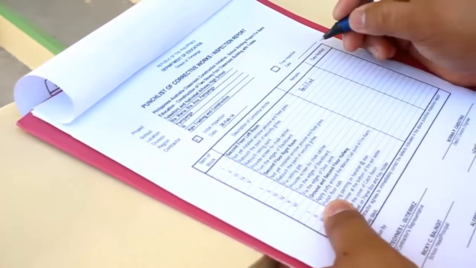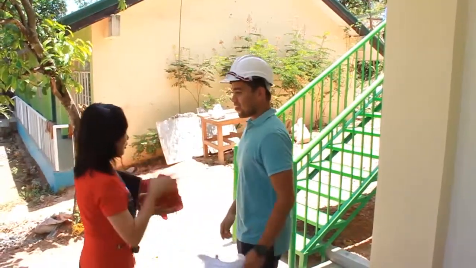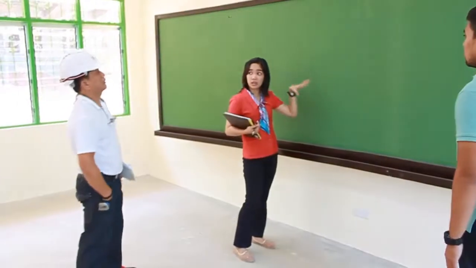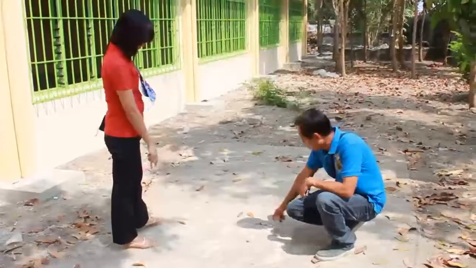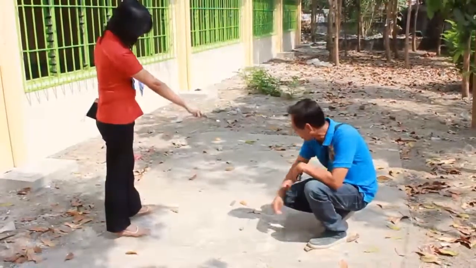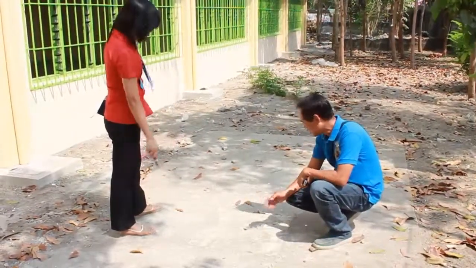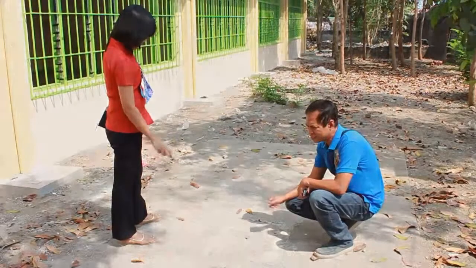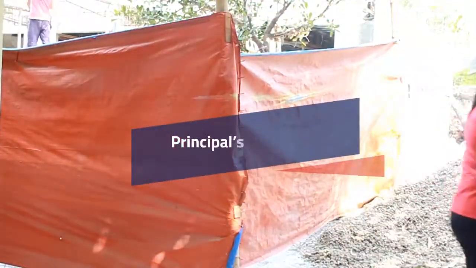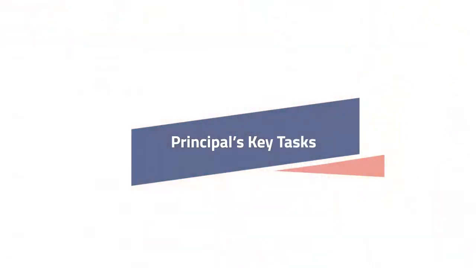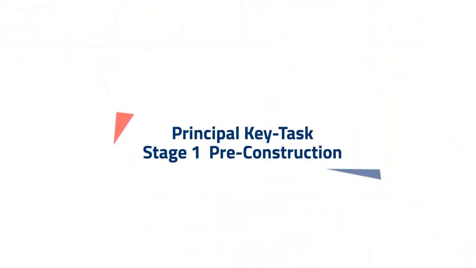Understanding the key stages of the classroom construction will help principals to effectively monitor the construction process. The principal performs an important role at each stage of the construction of classroom buildings. Let's go through each of these roles during the 4 key stages. Principal's key task in Stage 1, Pre-construction.